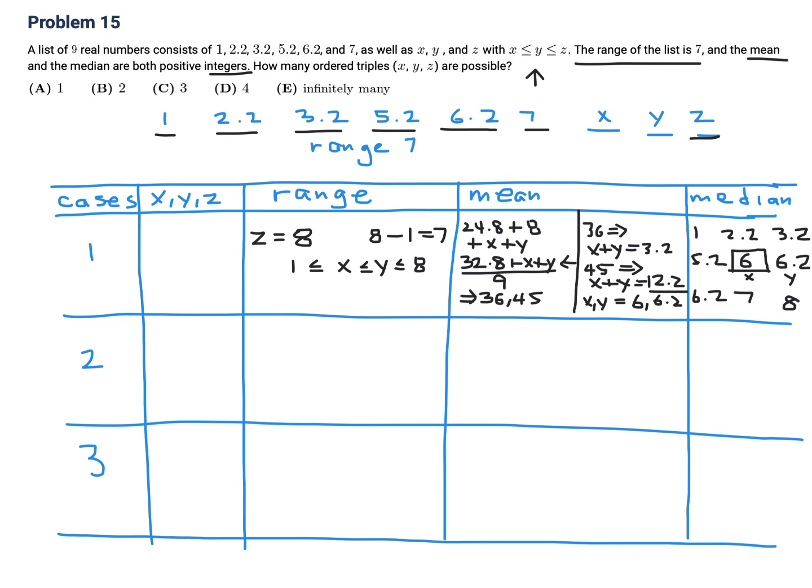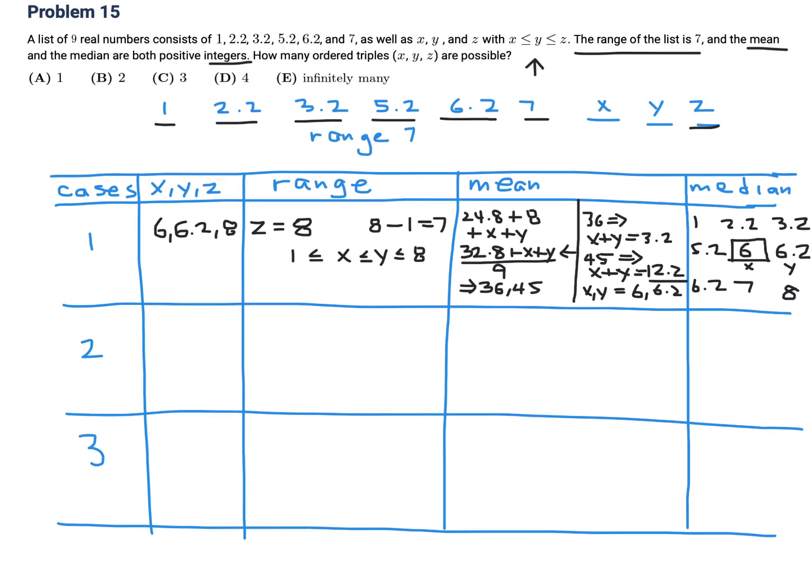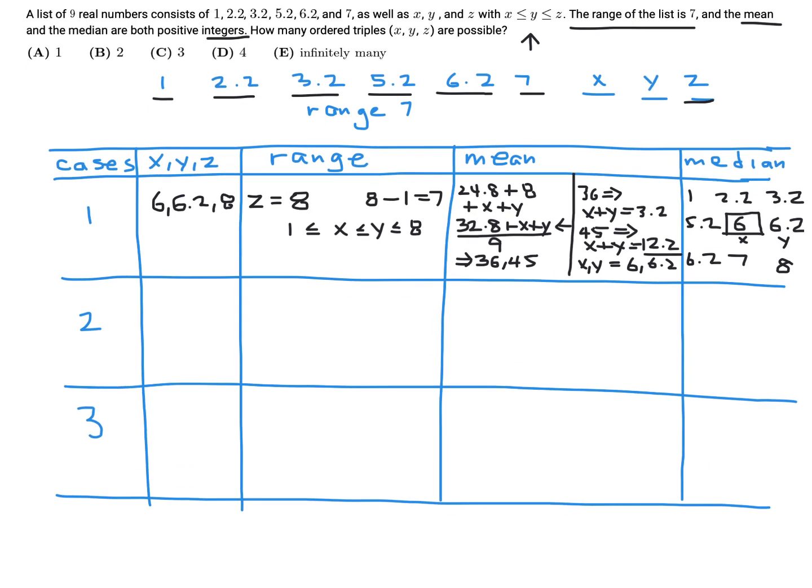We got to fiddle around with the numbers. So that means this would be 6, 6.2, and 8. Yeah. And that's how we have to do this. We just have to kind of fiddle around. Okay, let's keep going here.